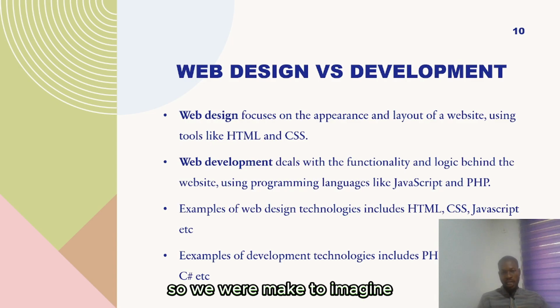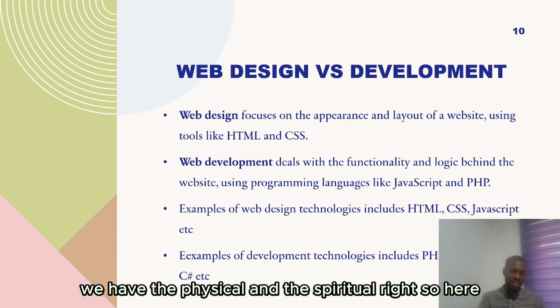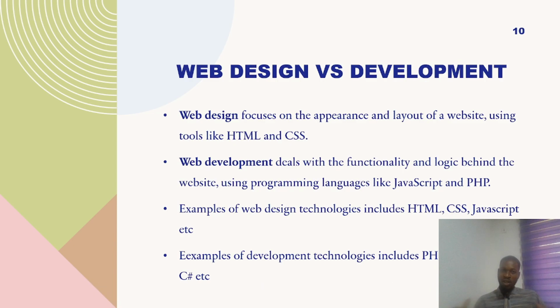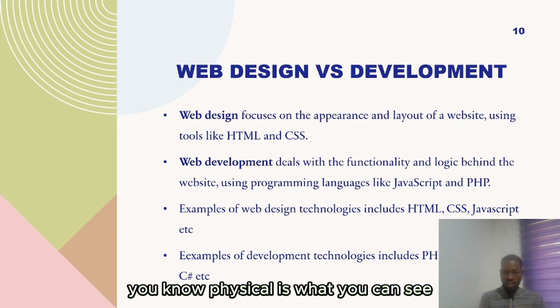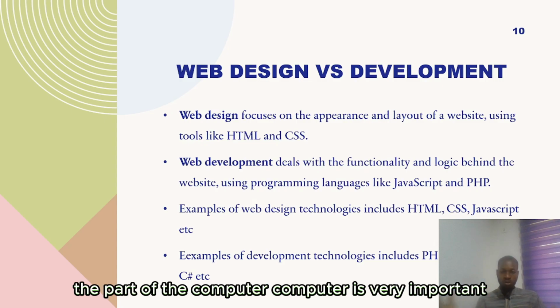So we were able to understand that basically, generally there are two types, right? We have the physical and the spiritual, right? So here, the computer is divided into two generally. Physical is what you can see, spiritual is what you can't see. So in the computer, the part of the computer is divided into two basically.